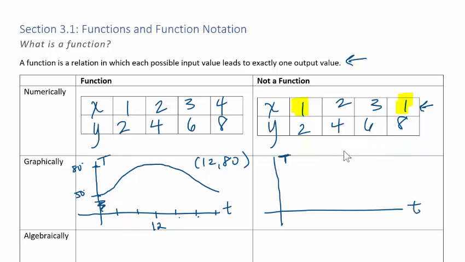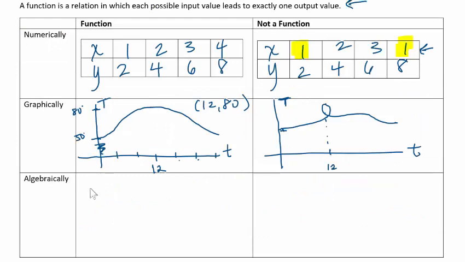If, on the other hand, our graph of temperature versus time looked something like this. At noon, we couldn't tell exactly what the temperature is because there's multiple options, and this is not a good graph to use to predict outcomes. So in this case, and any cases similar, we would say that this is not a function. And we can also determine whether we have a function by looking at an equation relating two variables.